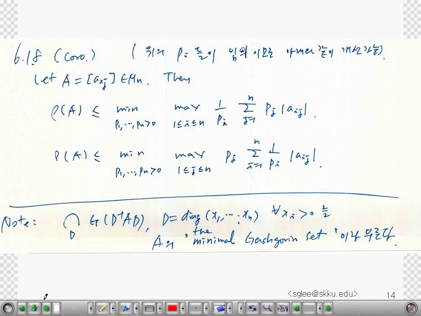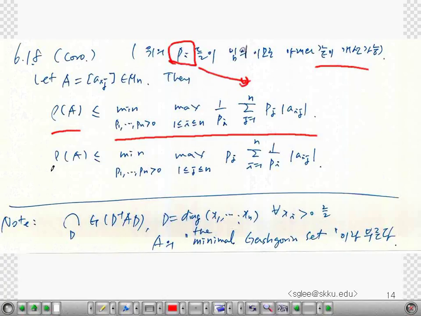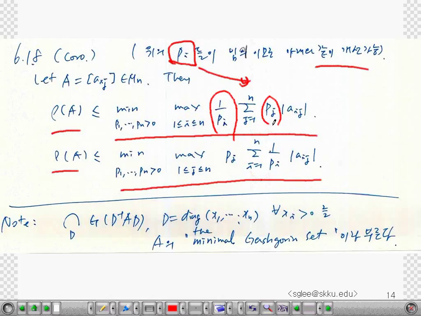Okay? And also, those p_i were arbitrarily chosen, so we can modify the previous theorem to get the next corollary. We can choose p_i and p_j in any way, so we can take a maximum and minimum.